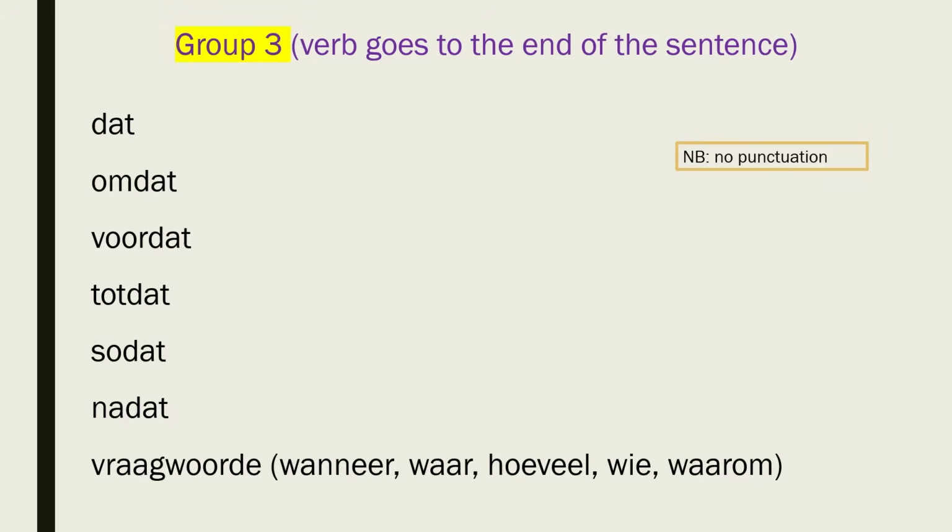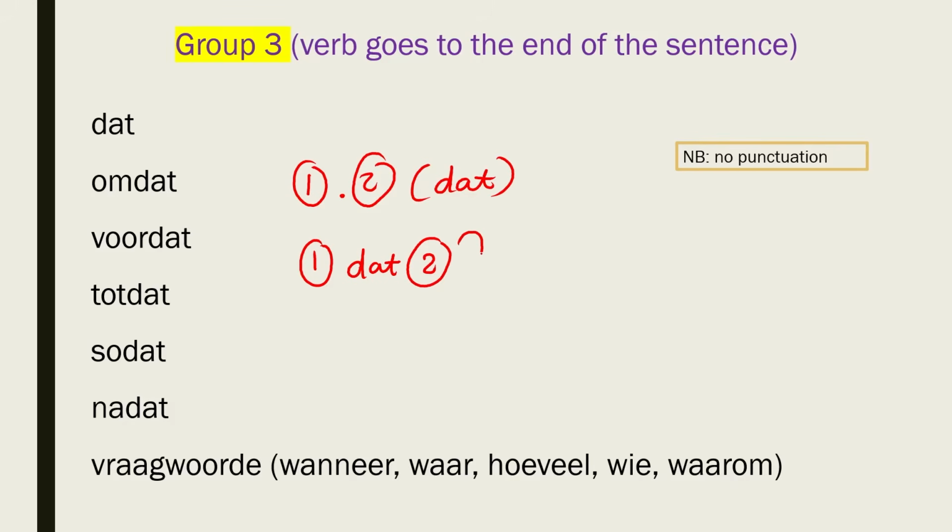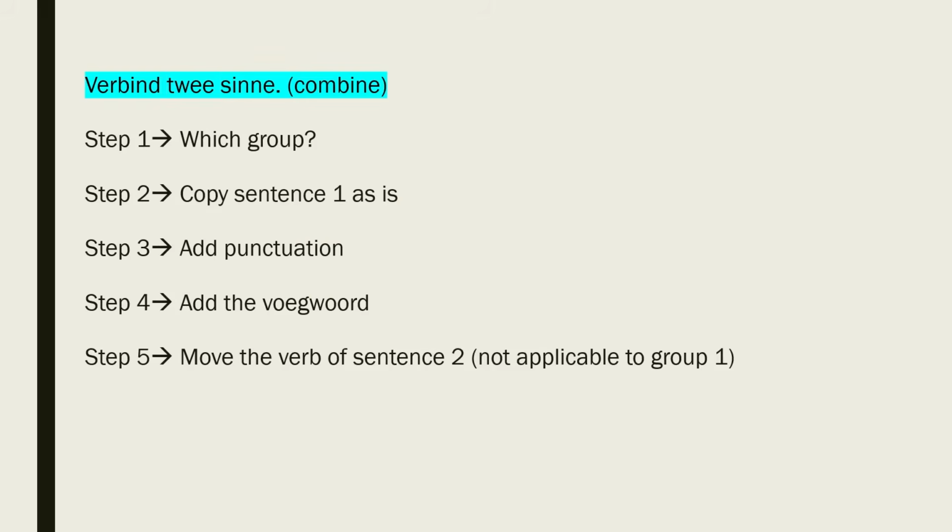In group 3, that's all our dats and our vraagwoorde, and there's no punctuation, lucky us. Your verb will go to the end of the sentence. So for example, these are your 2 sentences that you have to combine with dat. You will write your first sentence as is, you will add dat. Then you'll add your second sentence, but the verb of that second sentence will go to the end of your sentence and you'll put a full stop. Alright, it might sound like gibberish now, but let's look at examples.